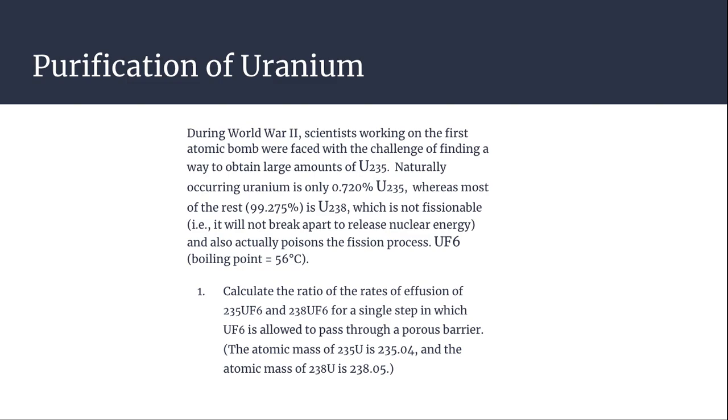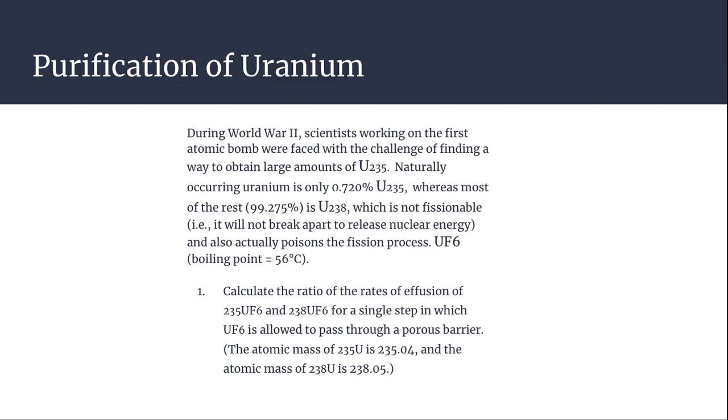During World War II, scientists working on the first atomic bomb were faced with the challenge of finding a way to obtain large amounts of uranium-235. Naturally occurring uranium is only 0.720% uranium-235, whereas most of the rest, 99.275%, is uranium-238, which is not fissionable, meaning it will not break apart to release nuclear energy, and it actually is poisonous for the fission process.